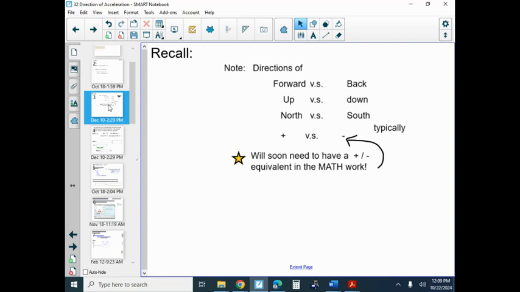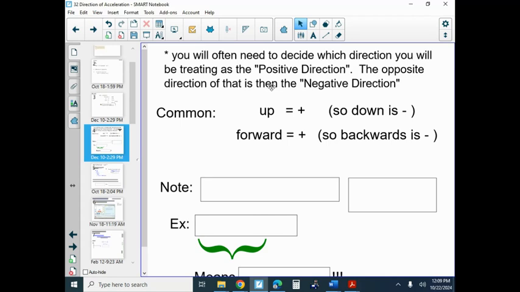So we saw in the past we have common direction systems: forward, back, up, down, things like that. And typically you're going to assign a positive or a negative to them. And soon we're going to have positive and negative equivalents in the math work, and that's starting today. Okay. So if you decided which direction is positive, up would be positive, so down would be negative, or forwards positive, backwards is negative, and so on.